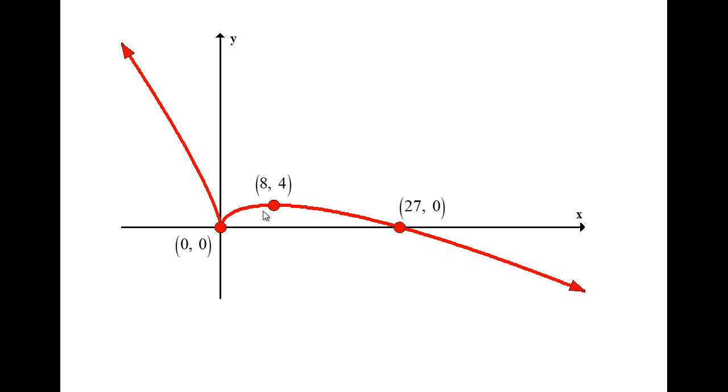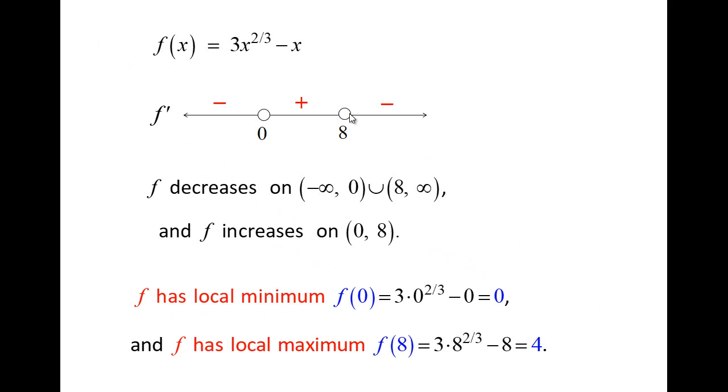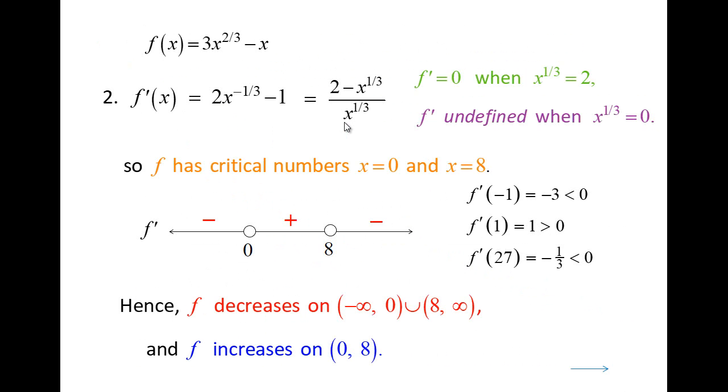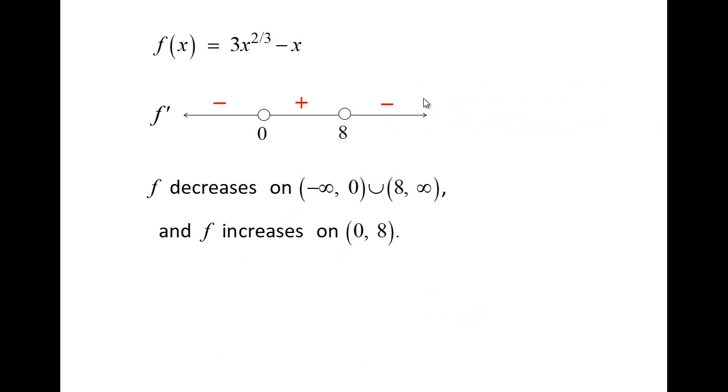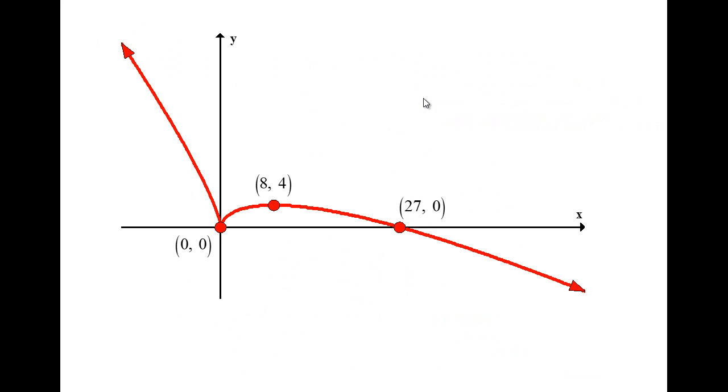Okay, so remember that the point 8 right here is one of the critical points of f. That's where the derivative was 0. So that's where the slope of the tangent line would be 0, which makes sense from the graph. Okay, so that's the graph of that function.